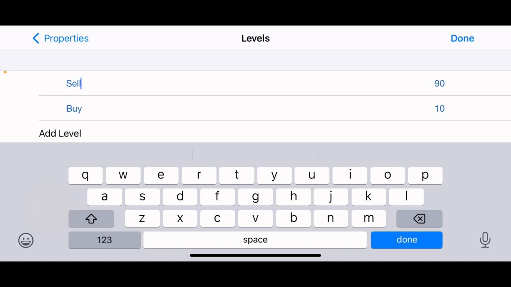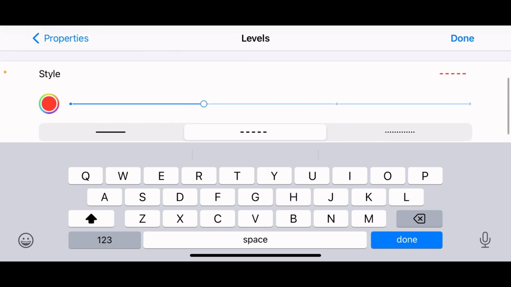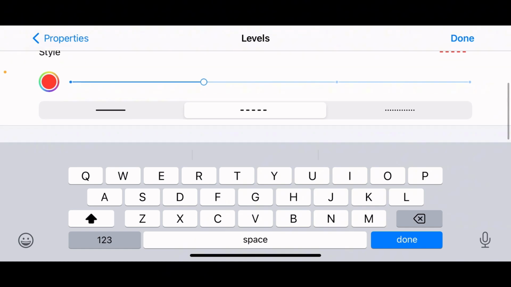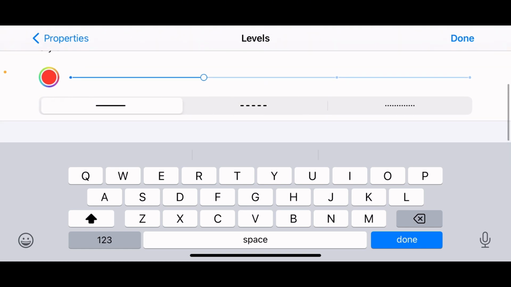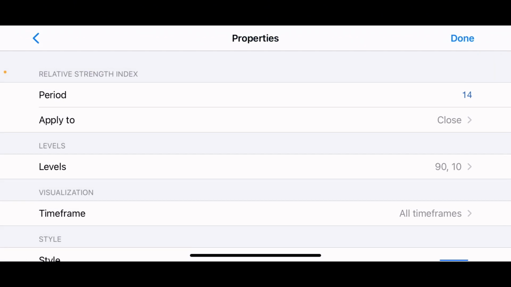All right, for the description you add sell at 90 and buy at the level of 10. The style right here, I use red color, 2 pixel. Then the trend line should be this one in the middle right here. Then you click on done.